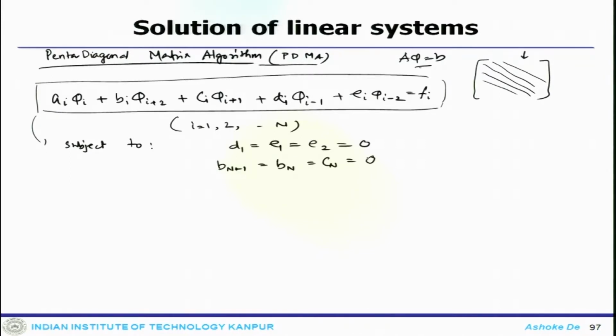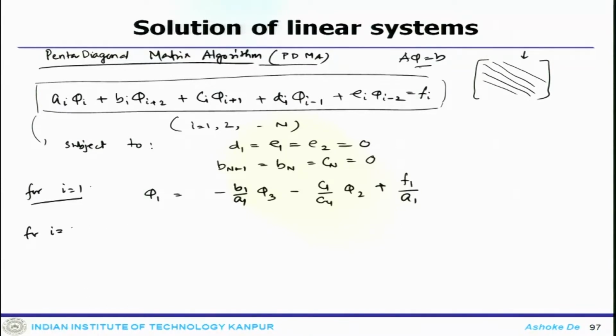So, it has a very specific system. Now, if you write for i equals 1, this particular one gives you back phi_1 equals minus B_1 by A_1 phi_3 minus C_1 by A_1 phi_2 plus F_1 by A_1.